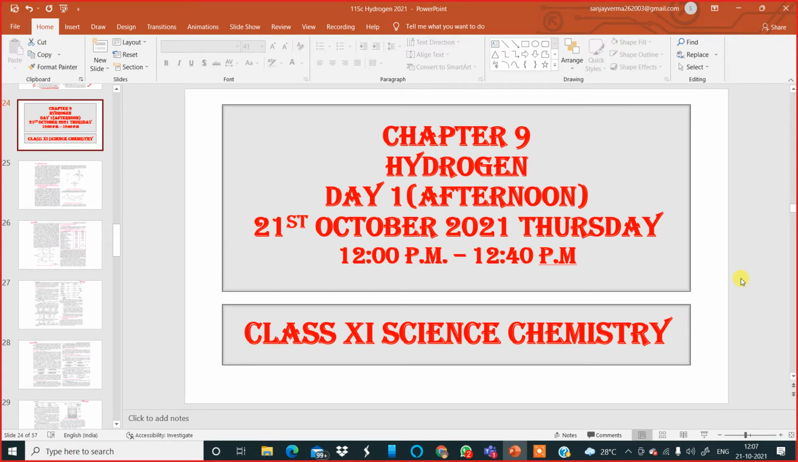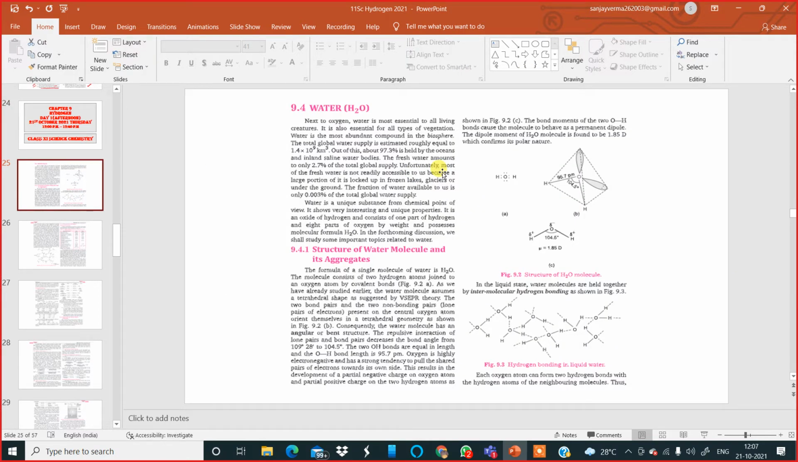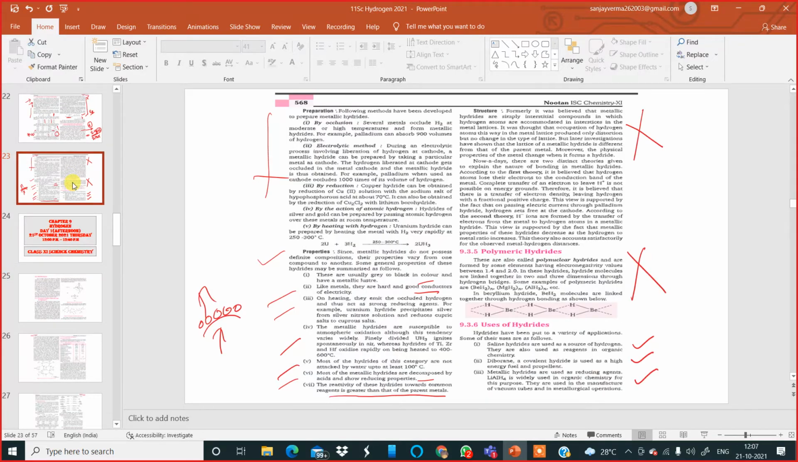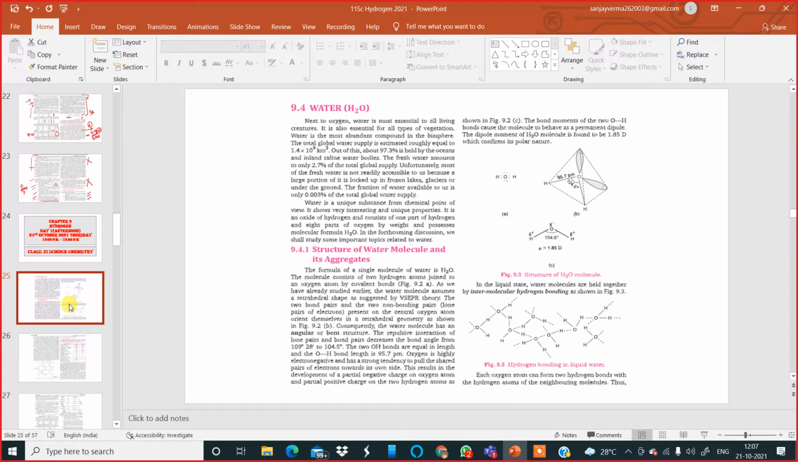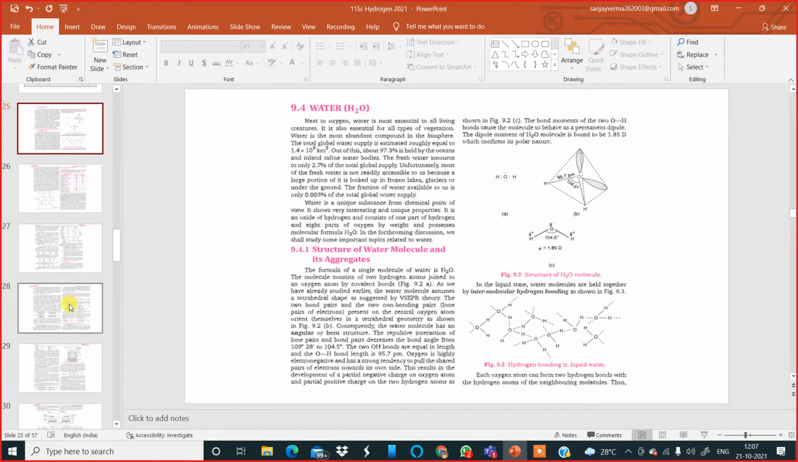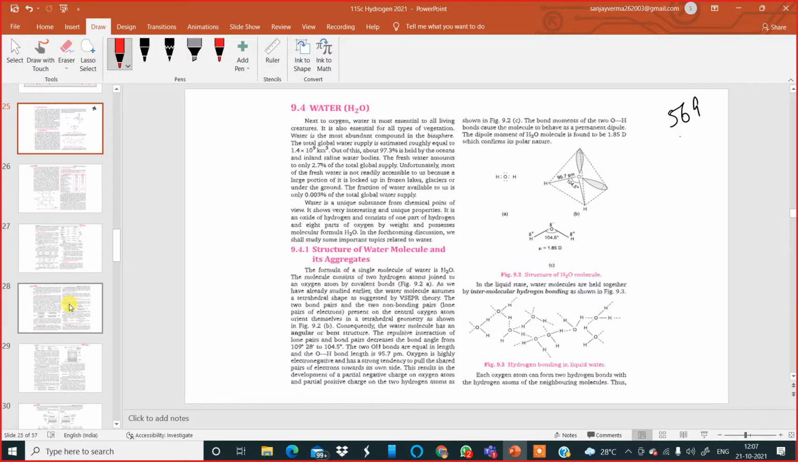Now, in this afternoon class, I will just mark for you all what is important from the chapter water, from this chapter hydrogen. Now, the next topic is water. In the morning class, I was discussing hydrides. Till molecular hydrides, polymeric hydrides is not required, only uses are required. That was on page number 568. Now you can turn your books to page 569, for water. 569 for water.